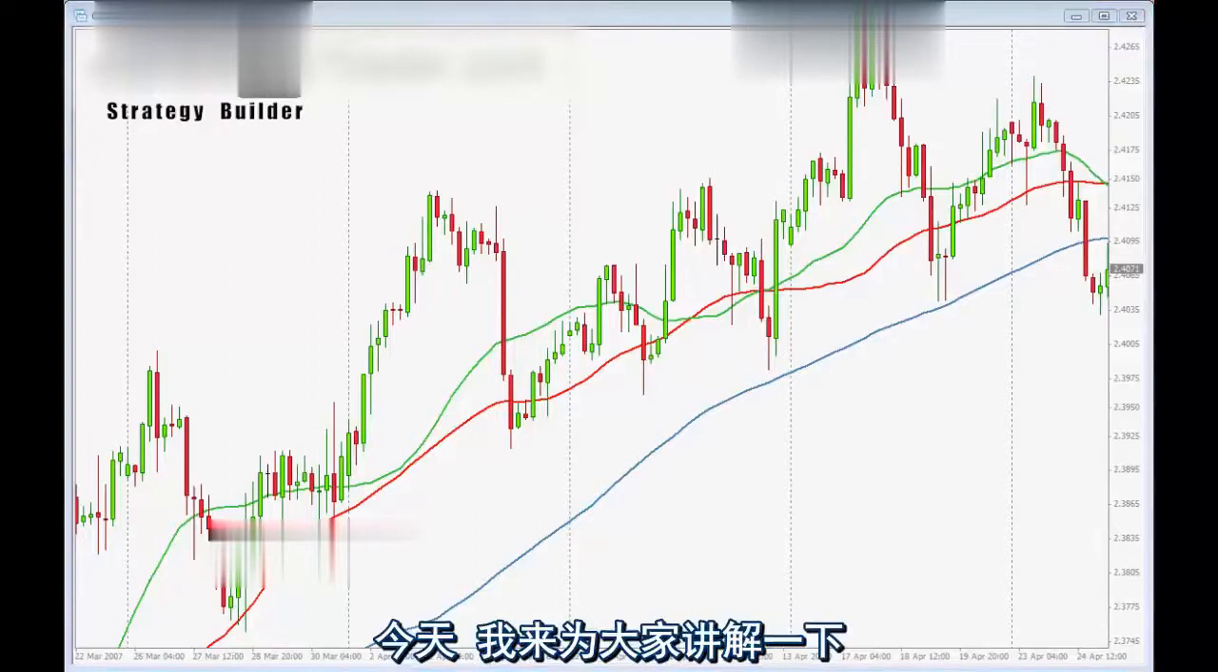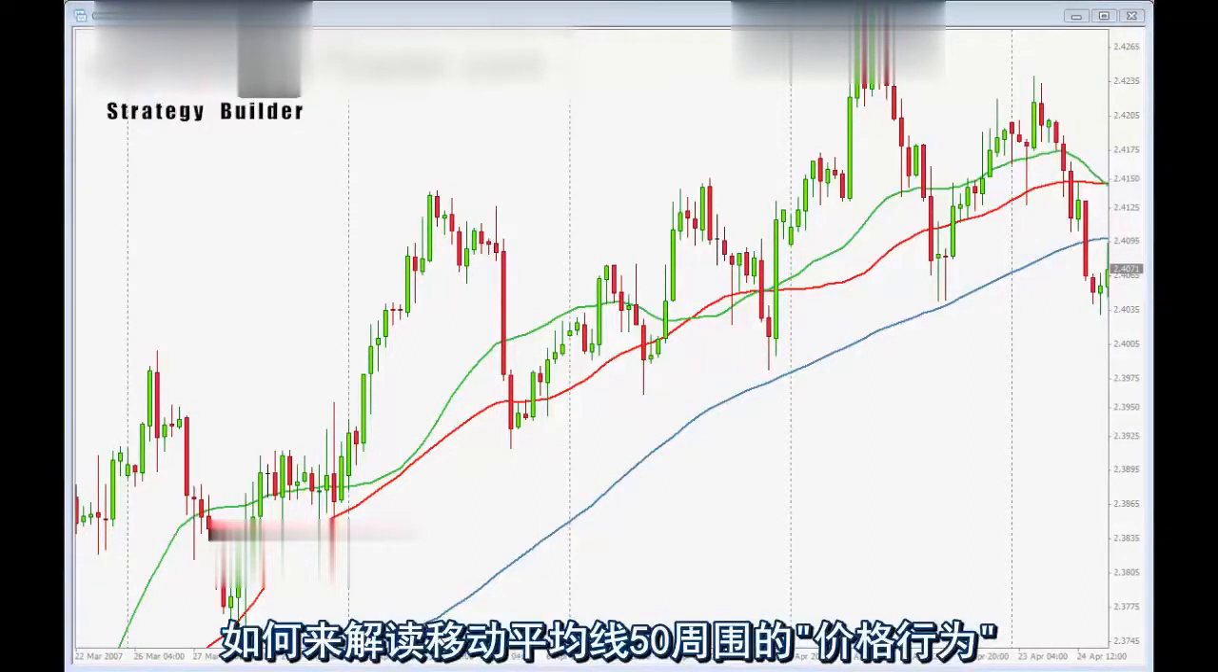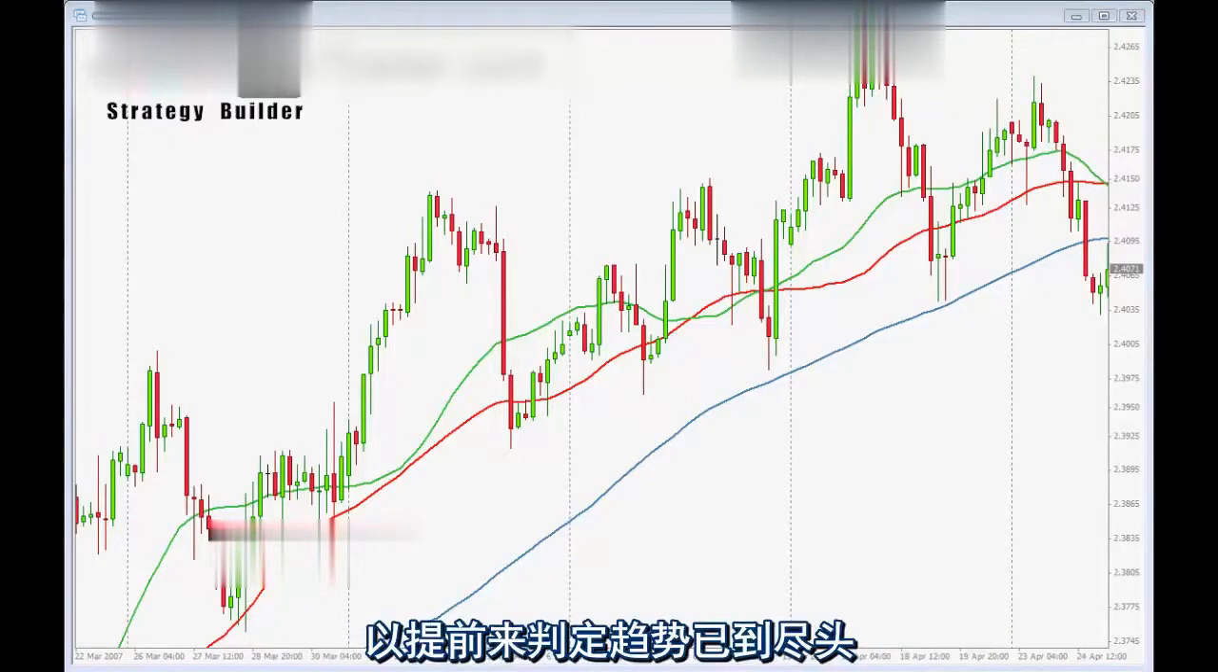In this video I want to explain how I read price action around the 50 simple moving average in order to see early signals of warning as to how the trend might be running out of steam, okay.